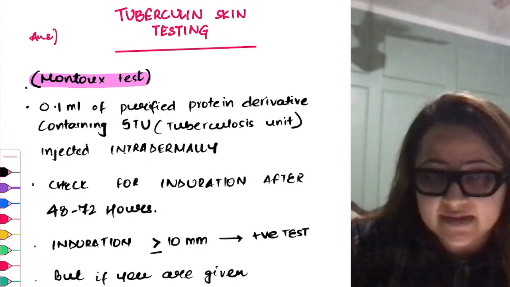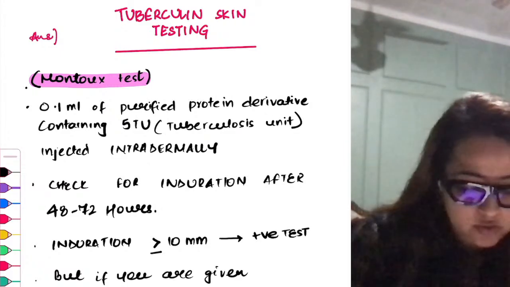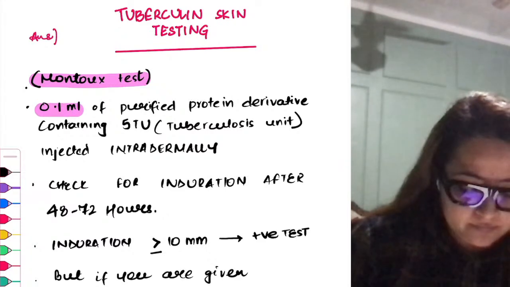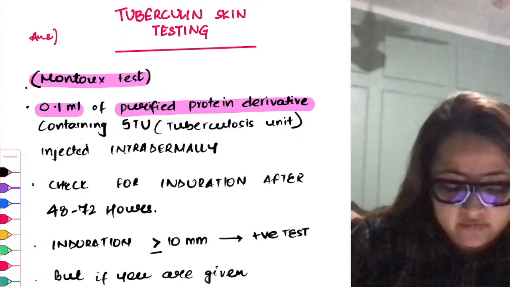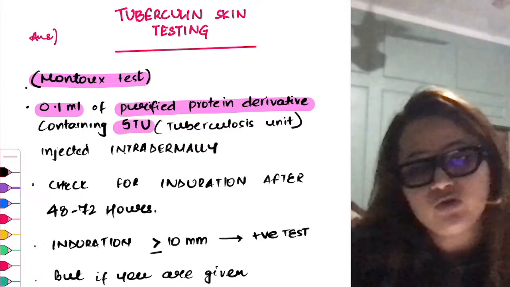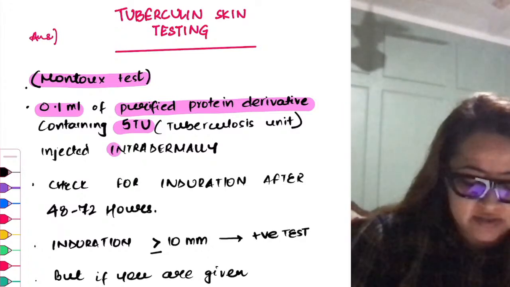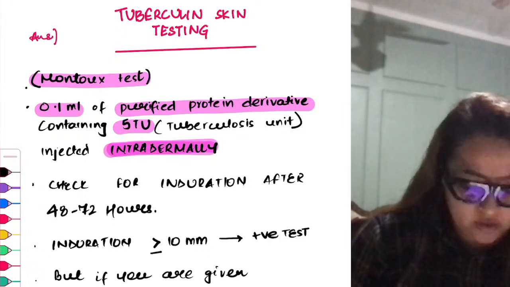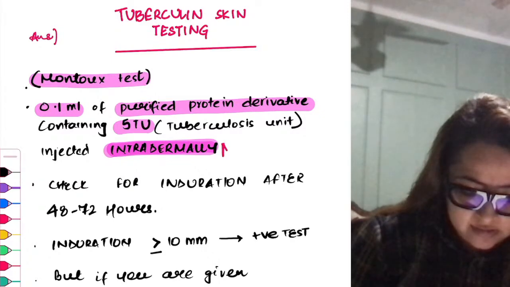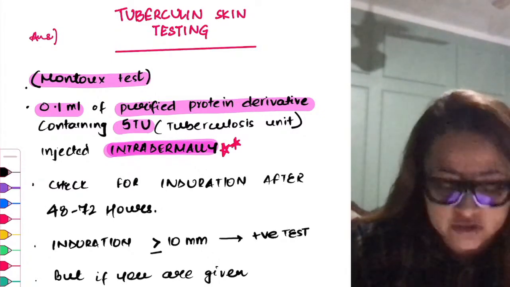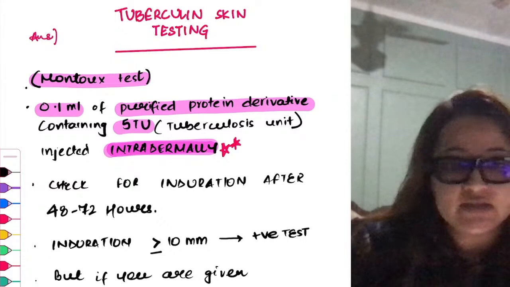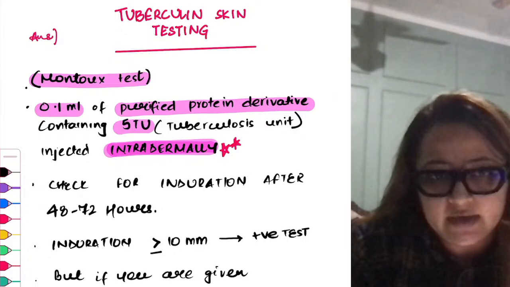Number two, in this test, what you are using? So you are using 0.1 ml of the purified protein derivative that contains the 5 TU, that is the tuberculosis unit, okay, which is injected intradermally. This is very important. I'm going to mark the things that are really important. So intradermal injection, okay, and what you are injecting is 0.1 ml of a purified protein derivative.